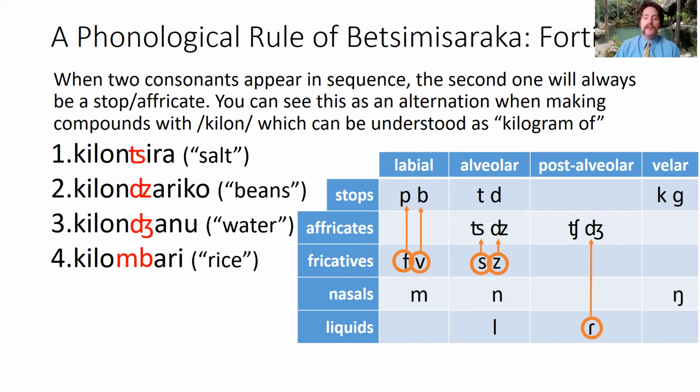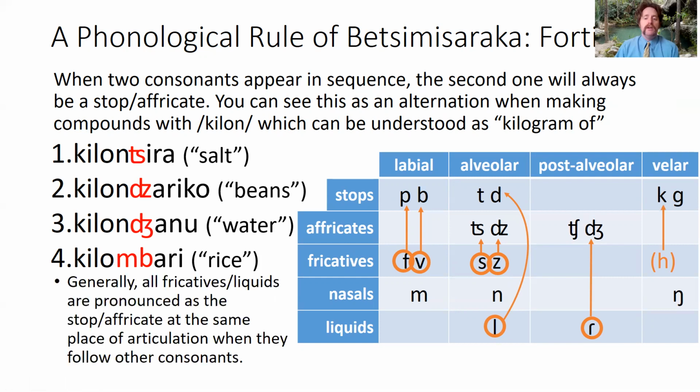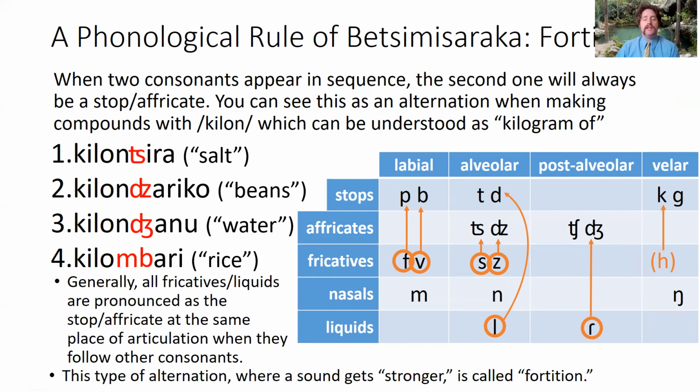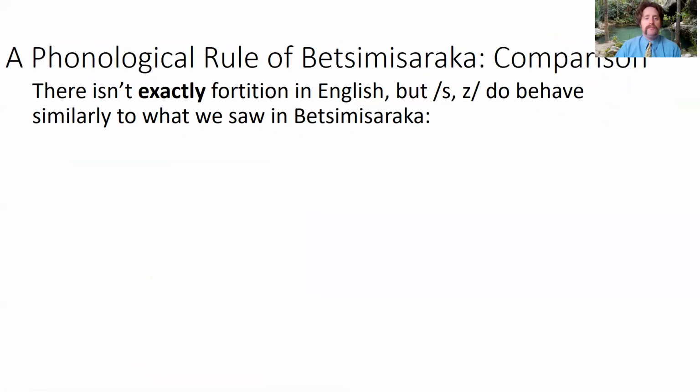Some other consonants that undergo fortition: F becomes P, L becomes D, and similar to Spanish, there's an H sound that's not pronounced in Betsimisaraka, but when fortition happens, it is pronounced, and it's pronounced as K. So looking at this chart, we can generalize here that all fricatives and liquids are pronounced as a stop or an affricate at the same place of articulation when they follow another consonant. This is a type of fortition, which is when sounds become stronger.